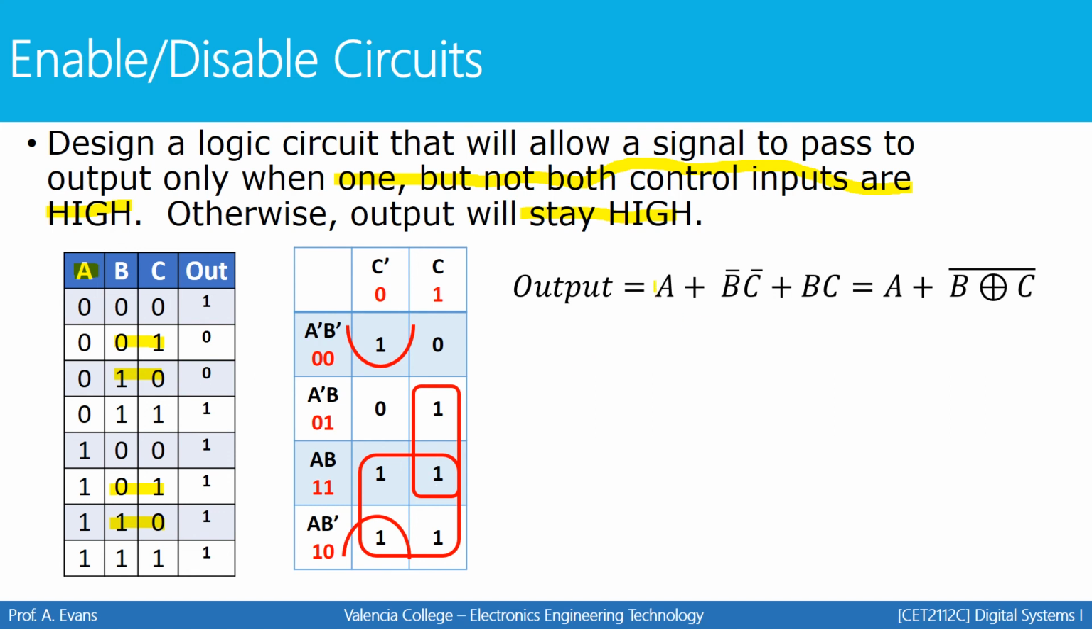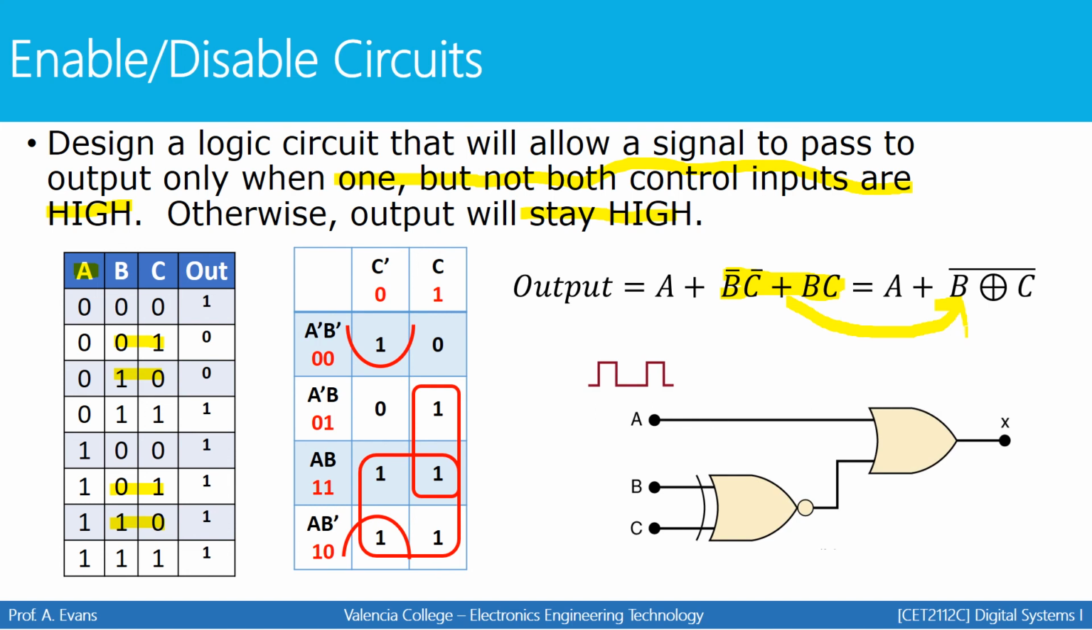Now, the output from the K-map is not going to tell you that this is XNOR. You have to know that by knowing what the expression for XNOR looks like. So you would have to memorize what the expression for XNOR looks like to realize, oh, I can implement this with an XNOR. So this is inherent knowledge here. But that's what your output expression is going to become. A or B XNOR C.